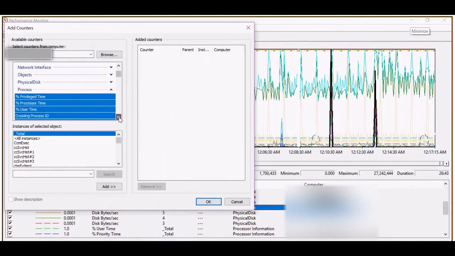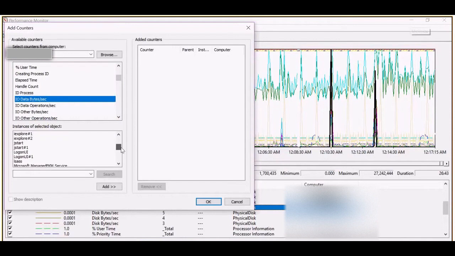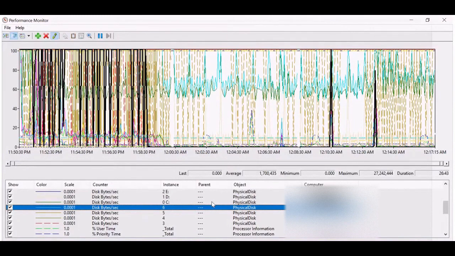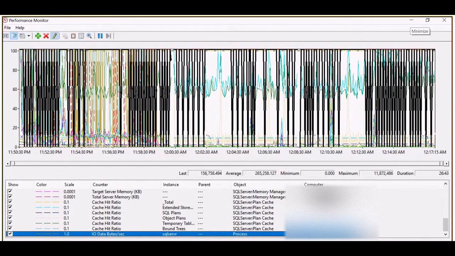So under Process, there is IO Data Bytes per second. And you would go pick SQL Server, and add. It's going to add it to the bottom. So SQL Server, 11 meg. So it's driving some of it, but not all of it. And that was just one drive that we were looking at. So there's probably something else hitting the disk here.